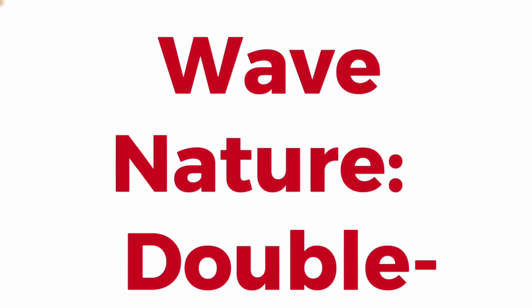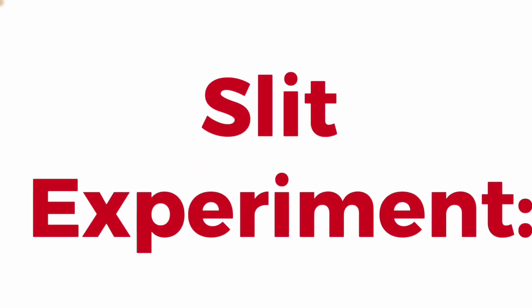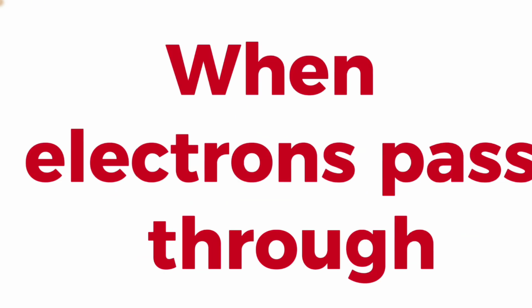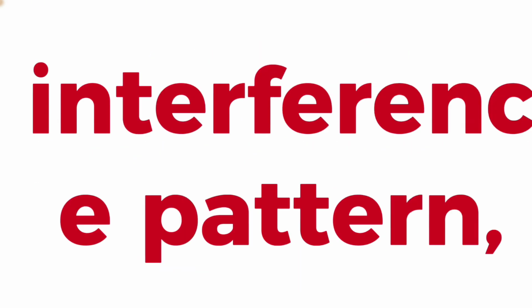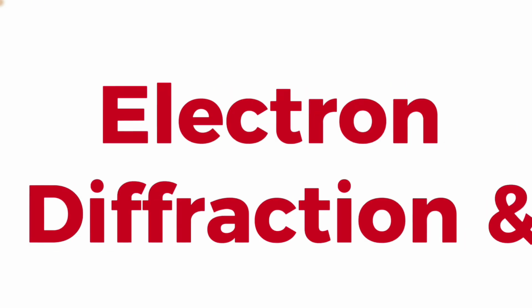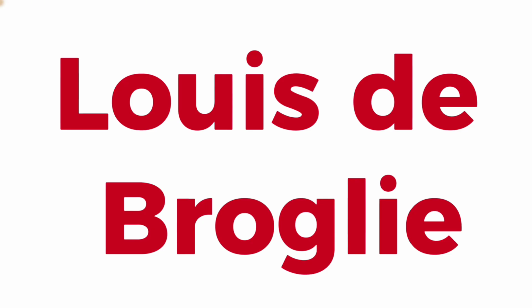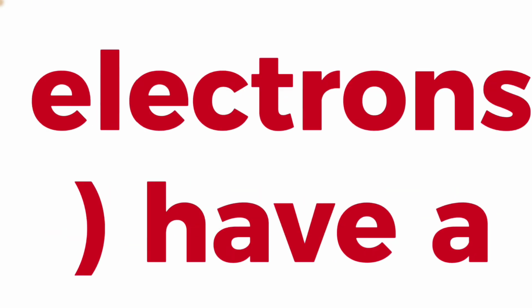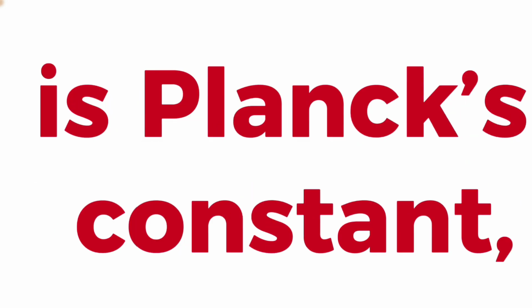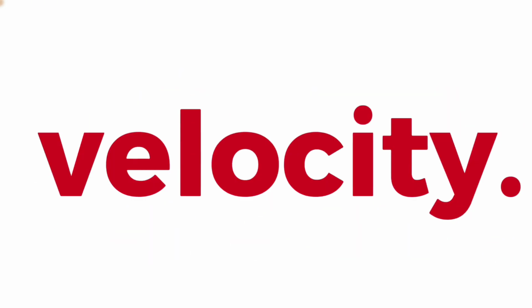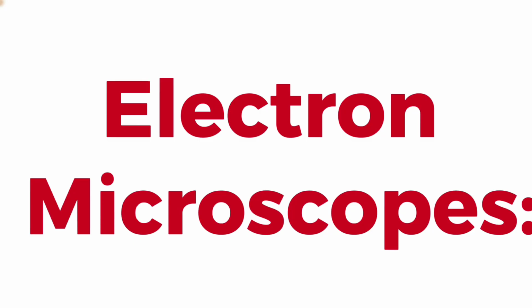2. Wave nature. Double-slit experiment. When electrons pass through two slits, they create an interference pattern, behaving like waves. Electron diffraction and de Broglie wavelength. Louis de Broglie proposed that moving particles, including electrons, have a wavelength, where h is Planck's constant, m is mass, and v is velocity.